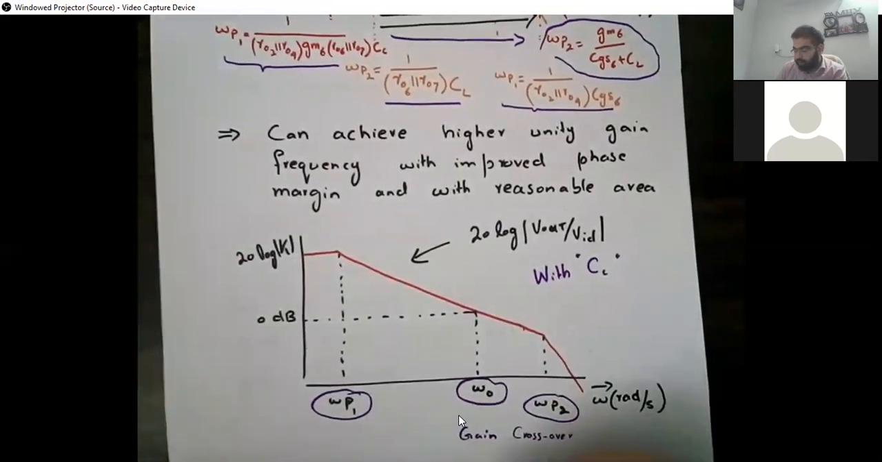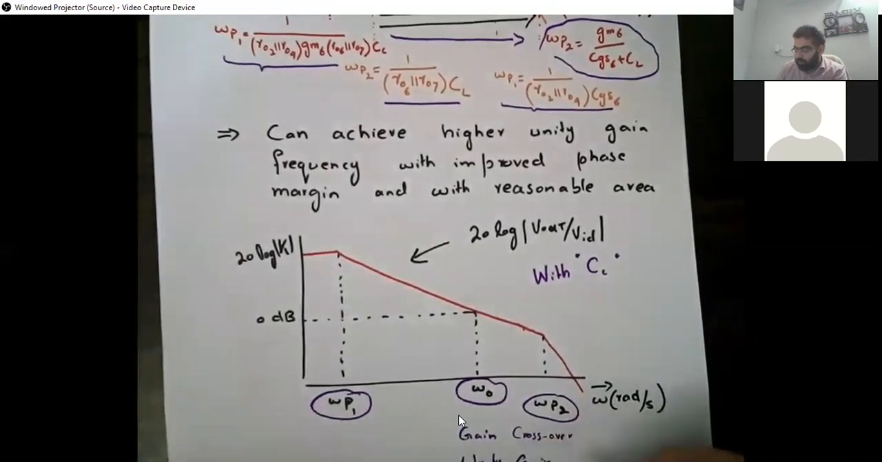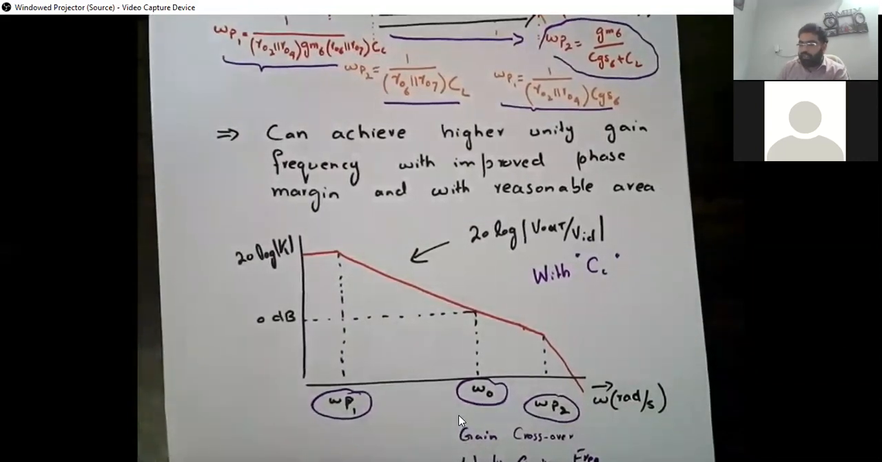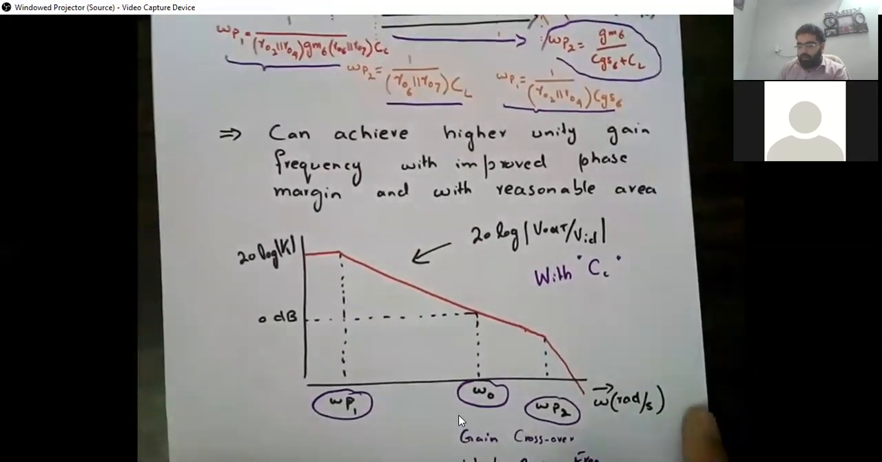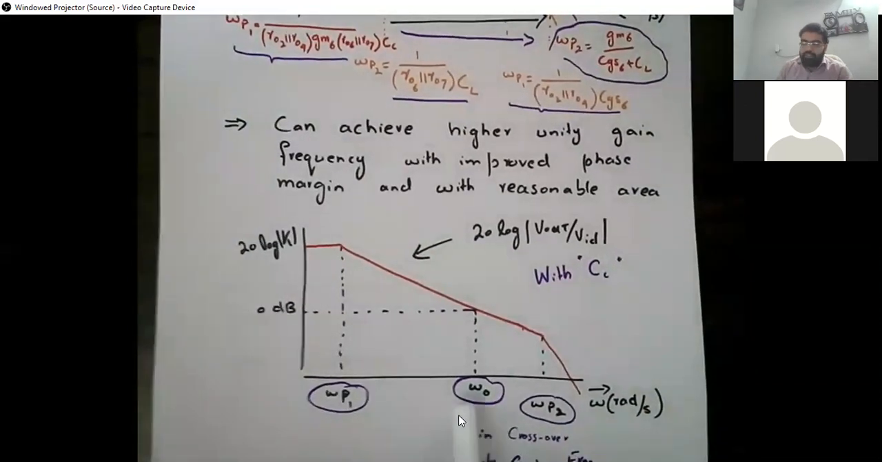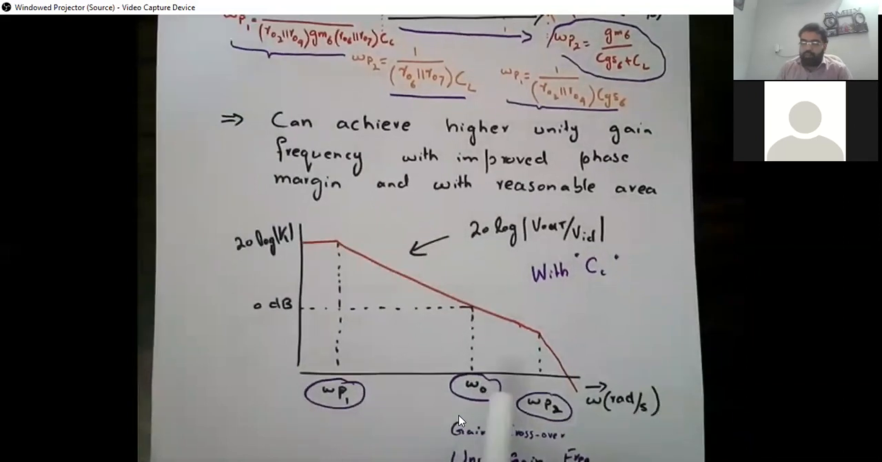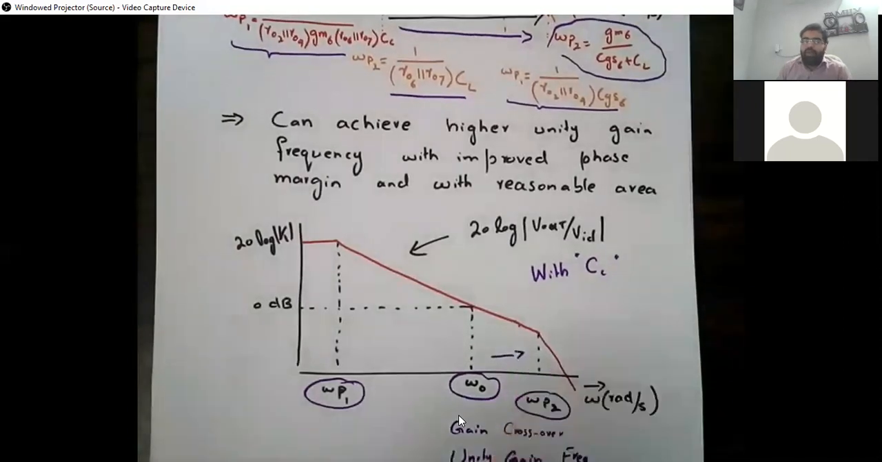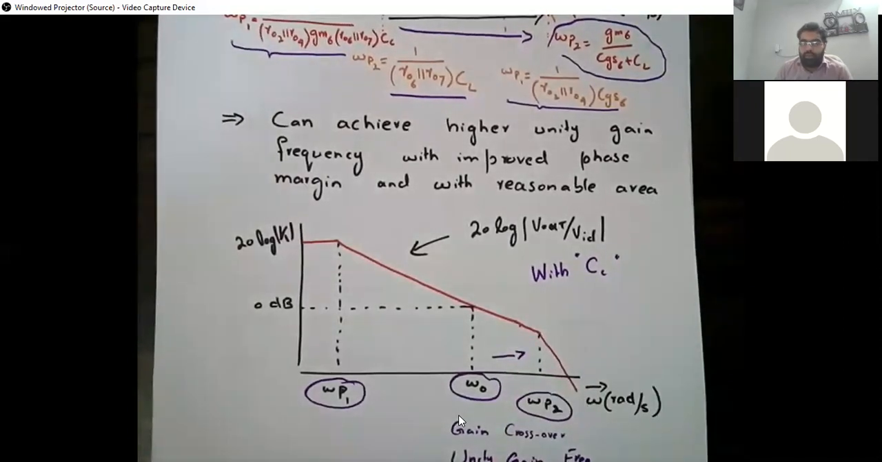Or a unity gain frequency, meaning the frequency at which my gain is 0 dB in log scale or unity. Okay, so now we have to see the phase basically at this point omega naught. In reality, as this omega P2 is going to be far from omega naught, my phase is going to be improved.